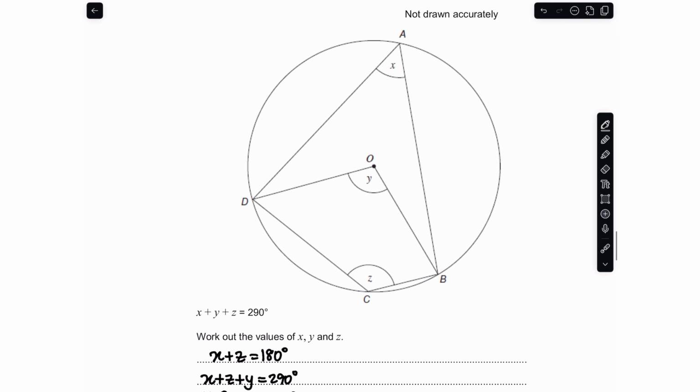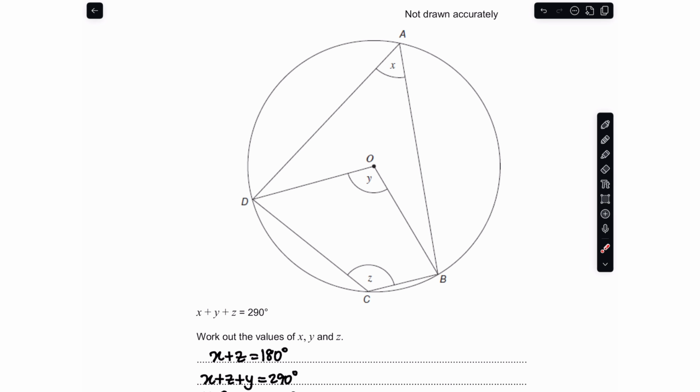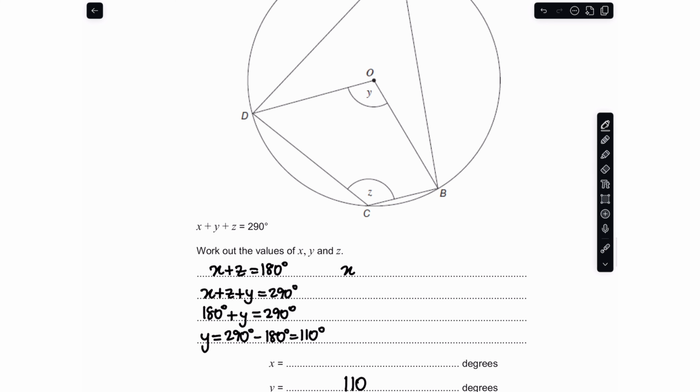Going back to the question that we see here, the angle at the center is twice the angle at the circumference. In other words, to work out the size of angle X, I can simply halve the value of angle Y. X equals Y over 2, so X is just 110 over 2, which is 55 degrees.